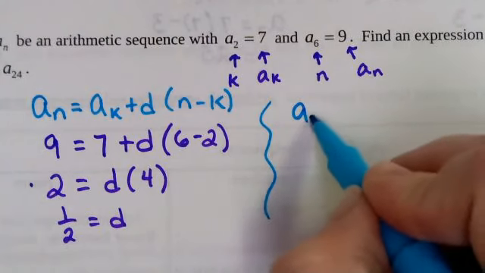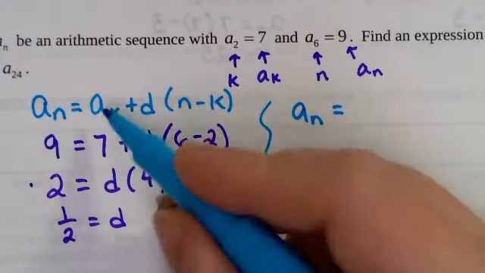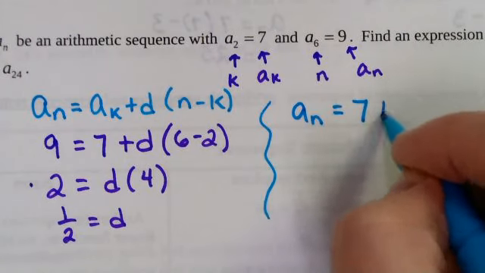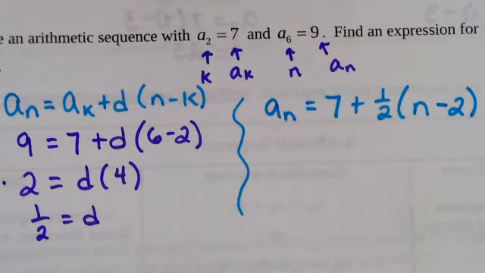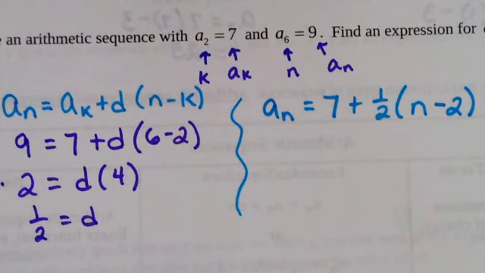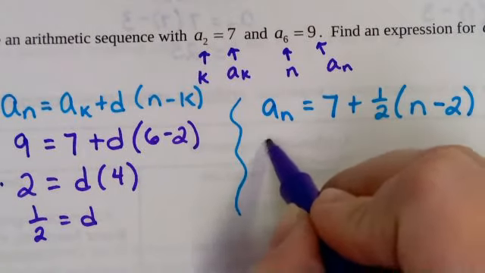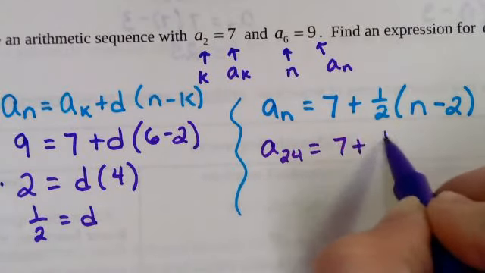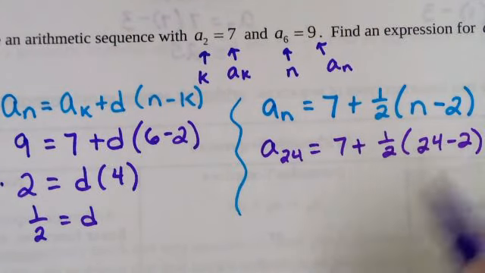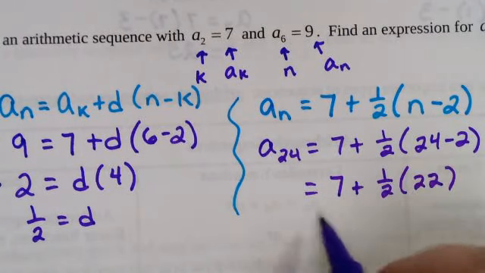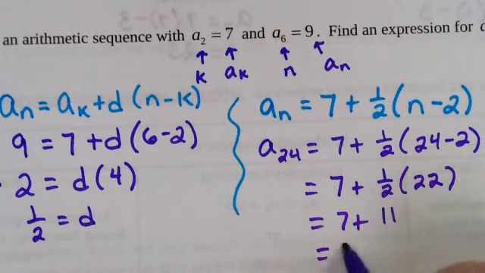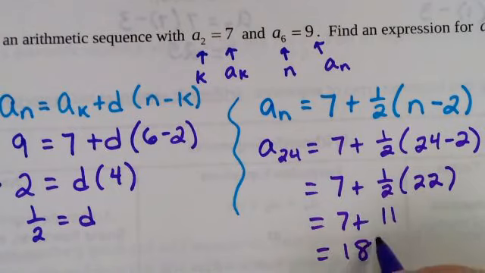So I could write it in terms of n, a sub n equals, but we let k be 7. We know our common difference is 1/2. Put the n back in, but the k we had chosen earlier was a 2. That is an equation that we can use. It's not the only one, but it's one of them. And what I can do with that is then find what they want. And on this problem, they had said find a sub 24. So that's what we're going to do. 7 plus 1/2 times 24 minus 2. And from there, it's just solving. 1/2 of 22, 7 plus 11, 18. There's our answer.